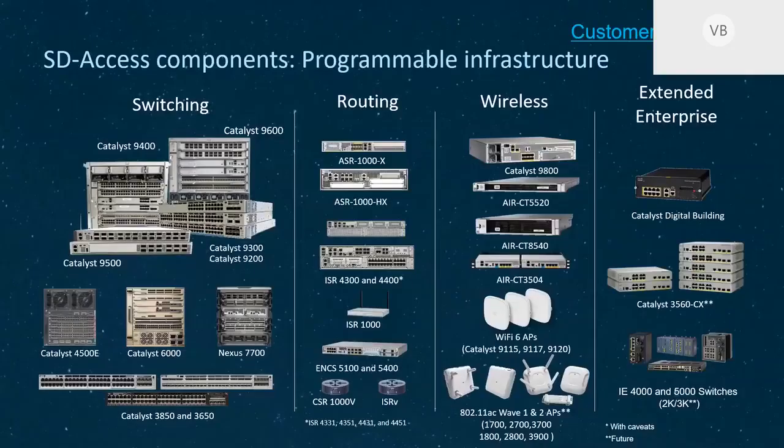The third part is the programmable infrastructure. As I mentioned, you need to have all of your network devices that form your network be able to follow programmatically any kind of segmentation on any kind of overlay network that we want to build upon them. And so this chart gives you all of what we call DNA ready infrastructure.